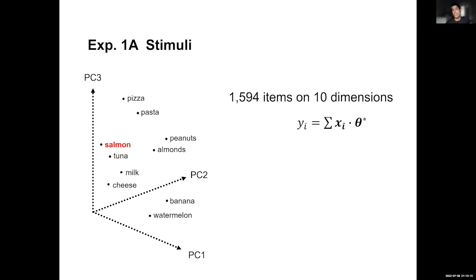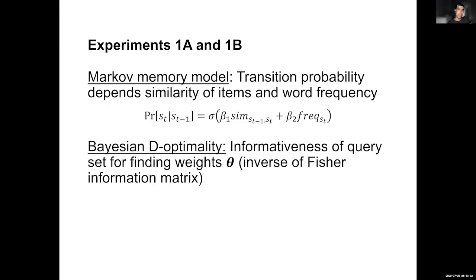This model will basically predict how people transition between items. Let's say they've generated tuna, they've generated salmon, then they transition to tuna, and transition to watermelon. That model will describe that process.